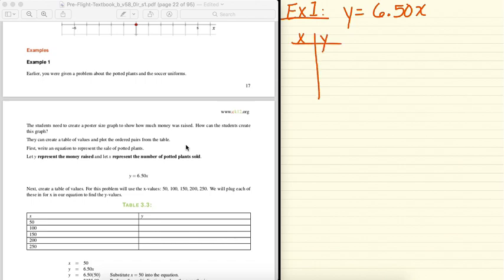So the x values were 50, 100, 150, 200, and 250. All right, now I'm going to take a moment to plug each of these in. I would recommend to pause the video and see if you can do this on your own and get the matching y values.